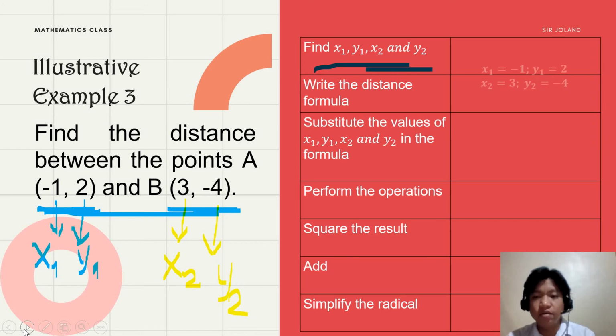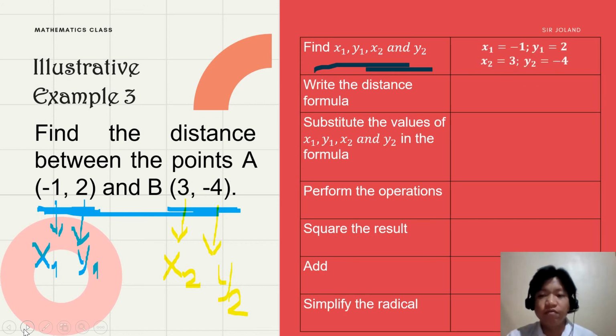And then, check natin kung magiging tama ang ating magiging values. Okay, correct. So, you have your x sub 1 is negative 1. And then, you have y sub 1, that is 2. And then, you have x sub 2 is 3. And then, your y sub 2 is negative 4.